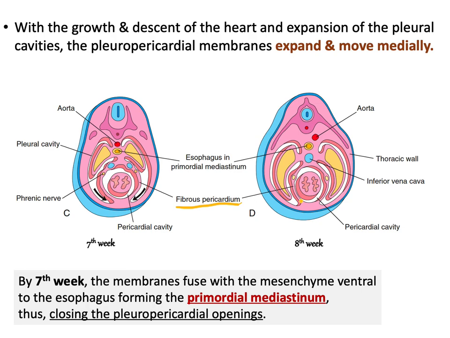What's interesting is that this pleuropericardial membrane also fuses with the mesenchyme just anterior to the esophagus. This is the esophagus, anterior to it. This mesenchyme attached to this membrane in order to form the primordial mediastinum. What's the primordial mediastinum? It's a term used to describe the mass of mesenchyme extending from the sternum all the way to the vertebral column, separating the two developing lungs from each other.